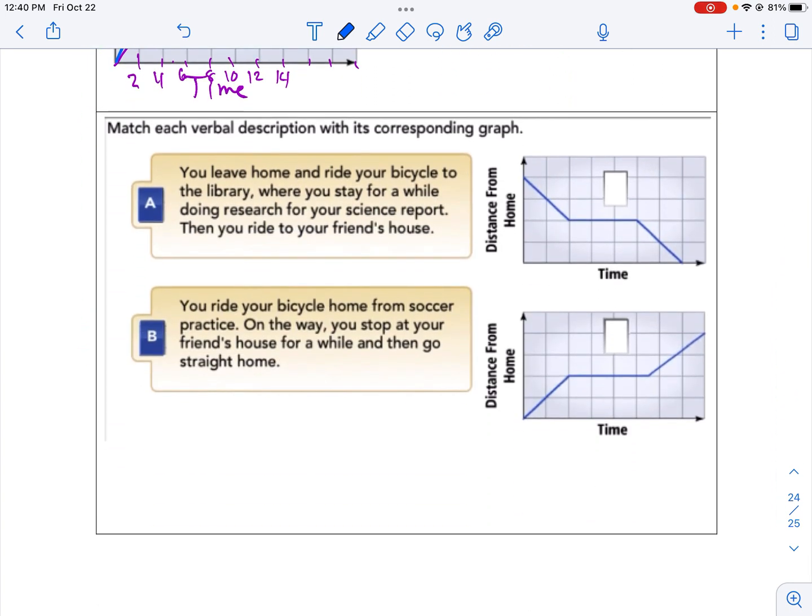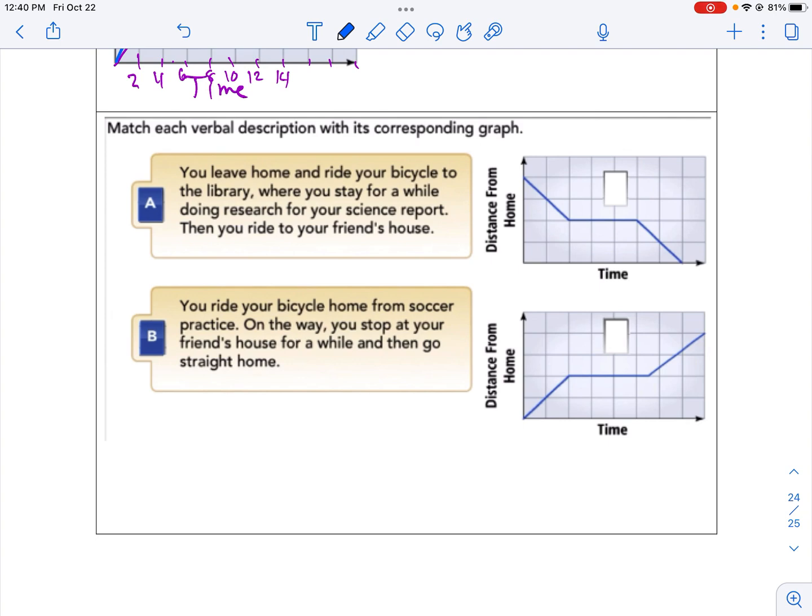So match each verbal description with its corresponding graph. A says you leave home, so that means we're starting at home, and we ride our bicycle to the library, so we're getting further away from home. We stay for a while doing research for a science report, then we ride to our friend's house.